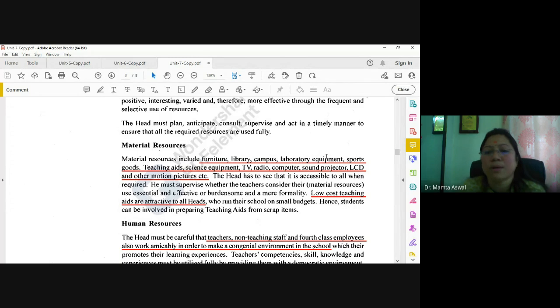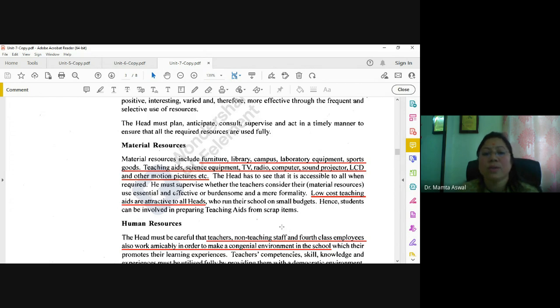Students need a ball, badminton, etc. Science equipment, TV, computer, and other things are required, and for that the school needs finances or money. For that, what should the teacher or head of the department do? They should go for low cost teaching aids, and they can tell the teachers also to develop certain kinds of teaching aids which can be developed from low cost material, right?